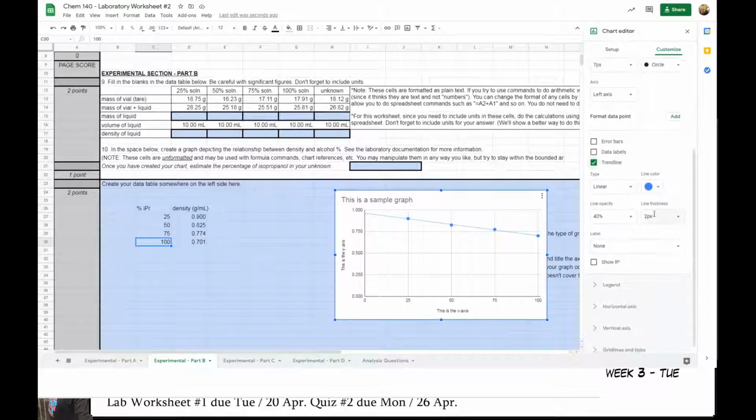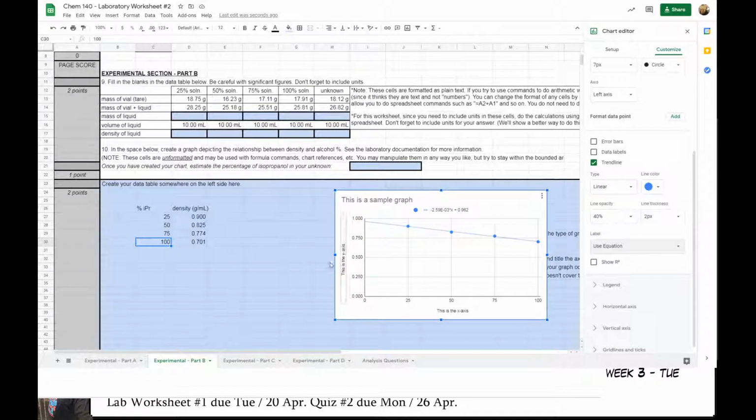Now, a line by itself is not super useful. So down here where it says label, we're going to include the equation. So this is now the equation of that line. Negative 2.59 times 10 to the minus 3, sorry, times x plus 0.962. All of that is your equation. So this is y equals this equation right here.